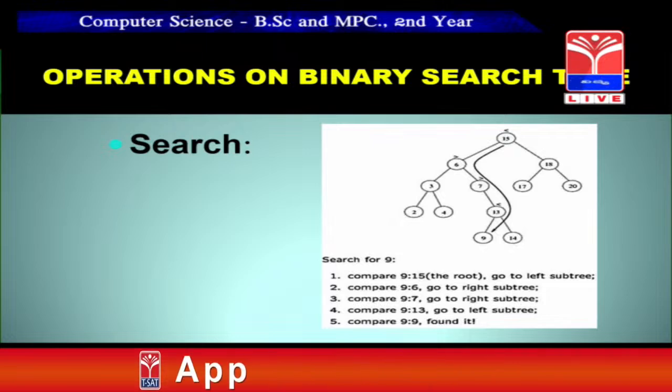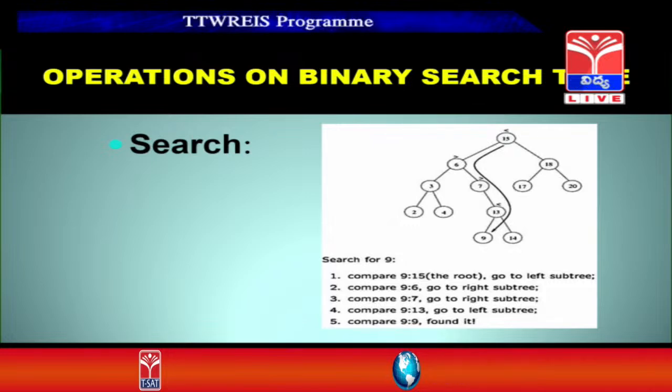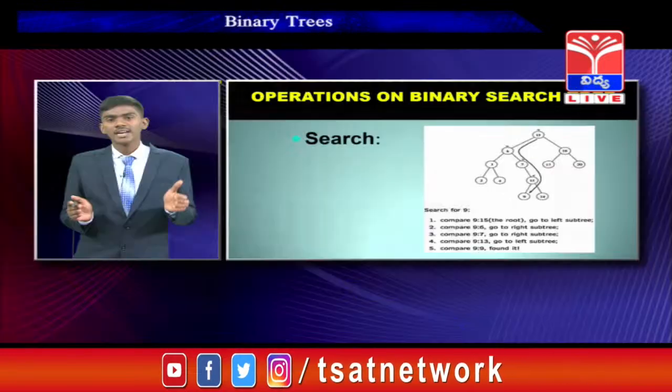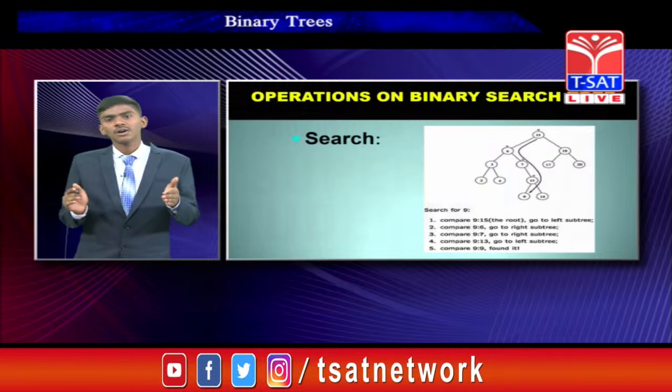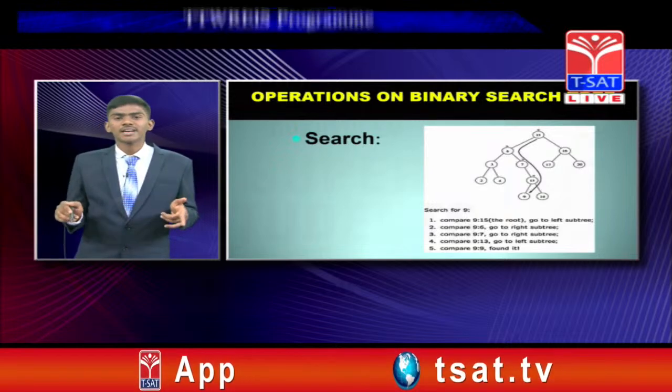And again compare the element 9 with 7. 9 must be greater than 7. So now I go to its right side, and again there is an element 13. I compare the element 9 with 13. 9 is less than 13, so I go to its left side. Yes, of course there is an element 9, we found it.